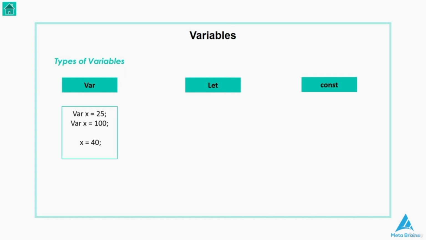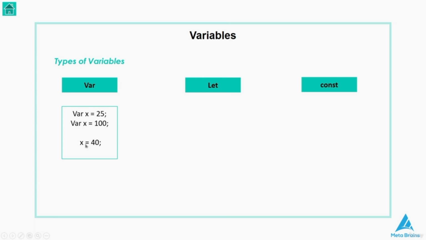So let's dive in. As you can see with the first variable type, var x equals 25, var is the declaration and the value of x is 25. After this, if we declare var x equals 100, it will assign 100 to x. And then if we write x equals 40, without declaring it, it will also run and give the value of 40 to x. So we are basically declaring and assigning different values to x, and each time we overwrite the previous value.